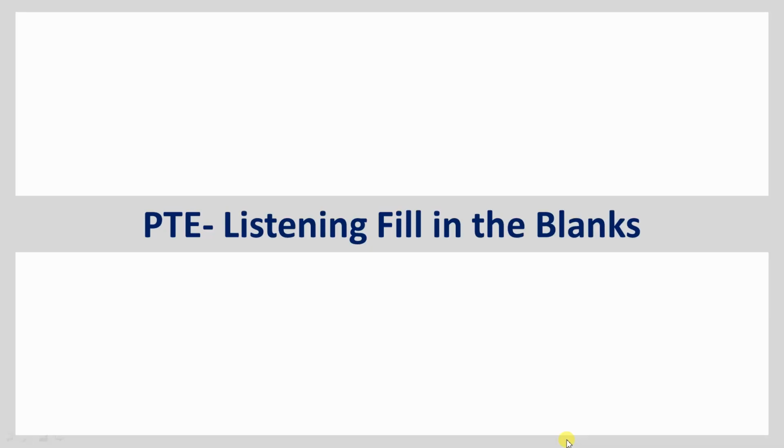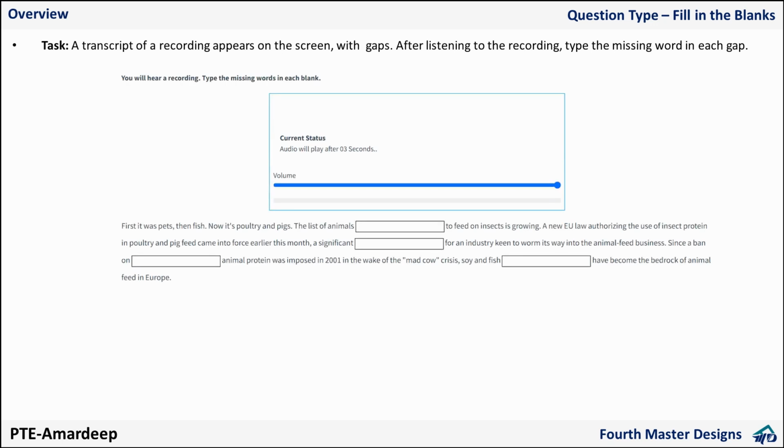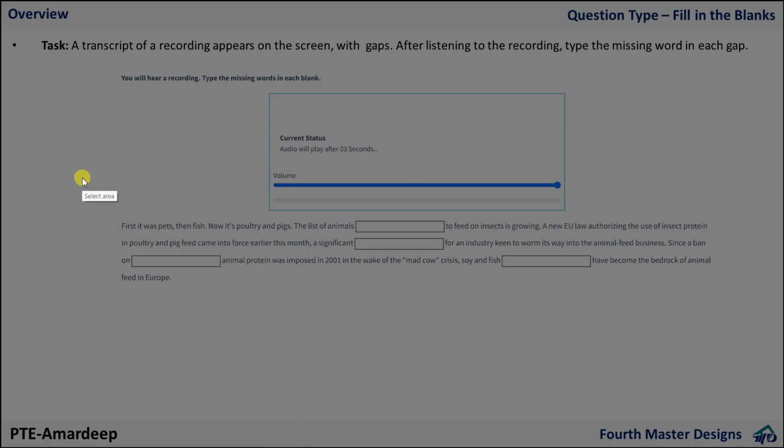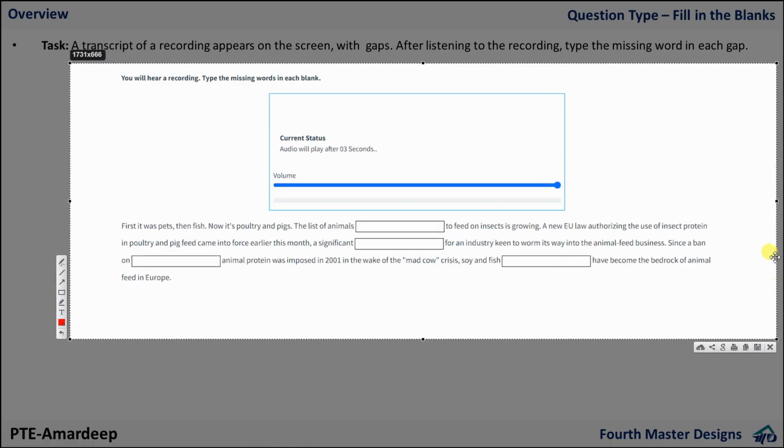In this class, we are going to learn about listening fill in the blanks. First, let's have a look at the interface. So, you are going to listen to a recording. You will have a transcript of that audio, or I can say you will get a passage. In that passage, there are going to be some blanks or gaps. You need to fill those gaps by listening to the audio.